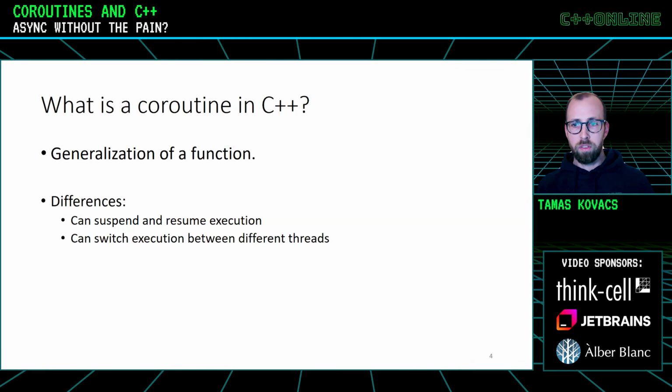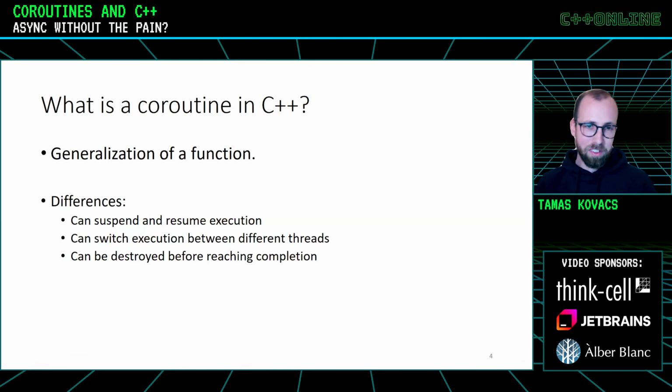It can be switched between different threads, so you can suspend a coroutine on one thread and resume it on another one. And coroutines don't have to run all the way down. With a normal function, once you have started it, you are basically committed. It runs until the end, unless you are using goto or exceptions, or your entire program crashes. But mostly you are committed and it's going to run until the end.